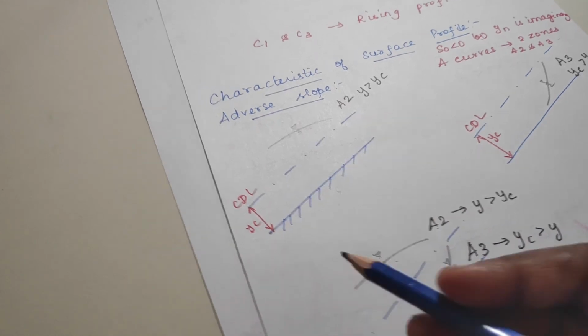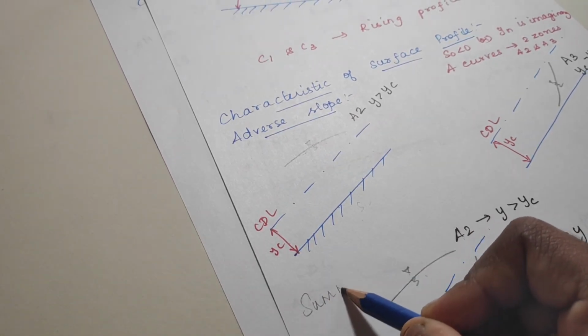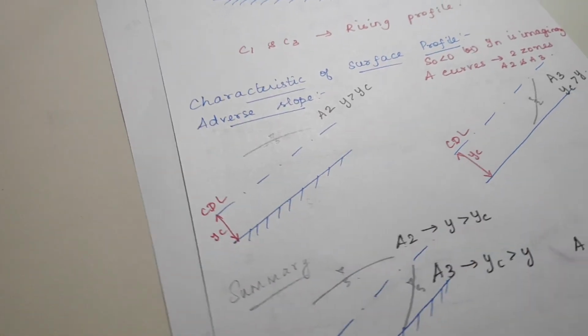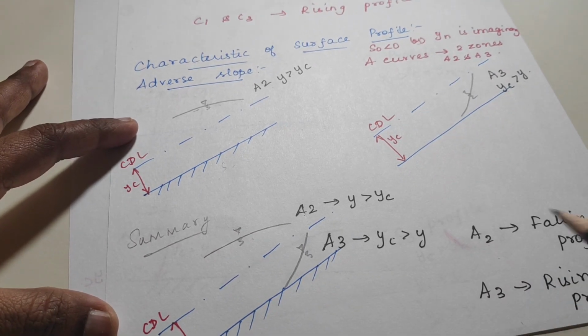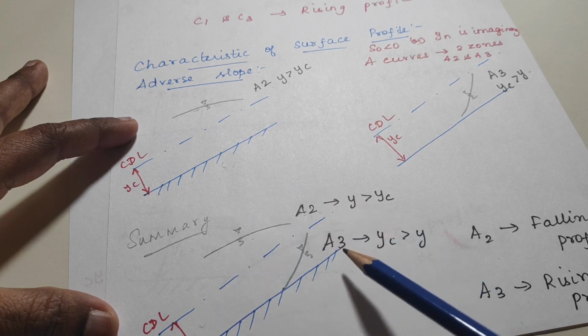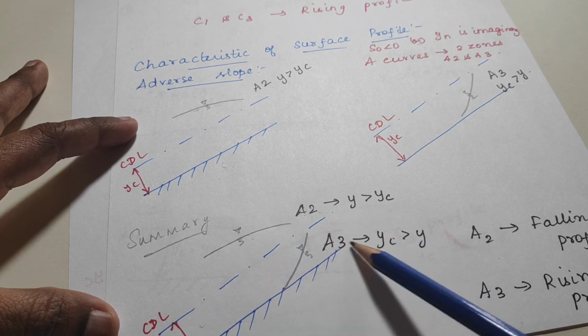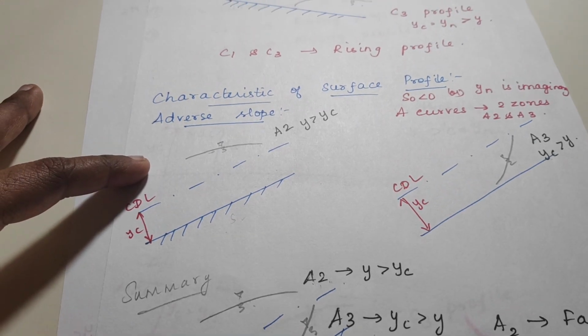Finally you have to draw the summary. The summary is: A2 is a falling profile, A3 is a rising profile. What is the condition? y is greater than yc, that is for A2. yc is greater than y, that is for A3. Clear?